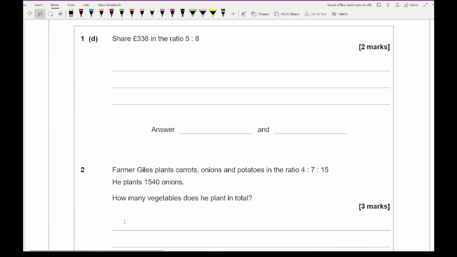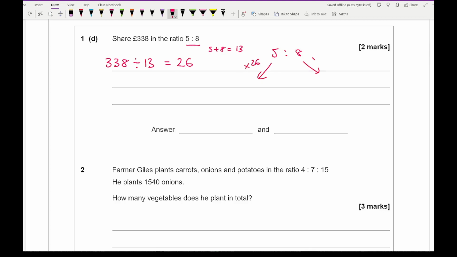Then moving on to question 1d, it says share 338 in the ratio 5 to 8. So again, what we do here is we add the number of ratio parts, which is 5 plus 8, which is 13. So I'm going to do 338 divided by 13. Any which way you want to do that, we get an answer of 26. So then all that's left for me to do with the ratio 5 to 8 is times that by 26.